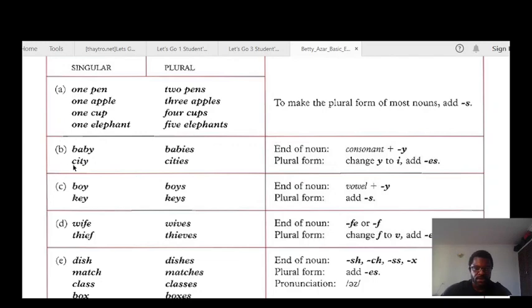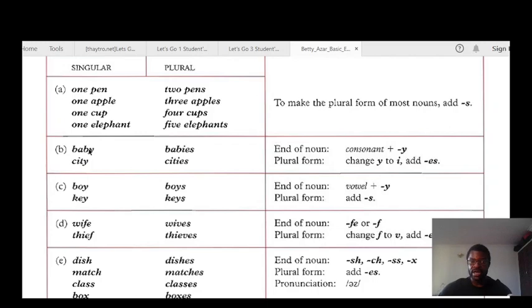But there are some other ones too. For example, here we've got baby, we've got city. Okay? Nouns that end with a y, what do we do to them? What you have to look at, if any noun ends with a y, is the letter that comes before the y. In this case, this one is B before the y. In this case, this one is T before the y. Okay? So this is going to help us. Here they say end of noun, consonant plus y. So if you've got a consonant here, just like we've got here, because B is a consonant.